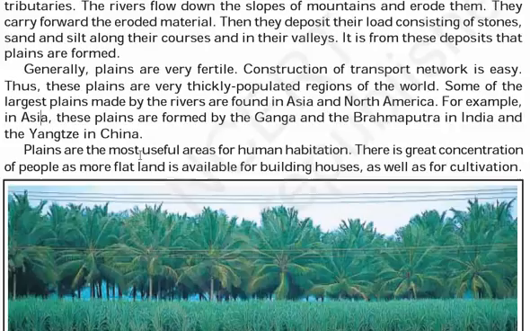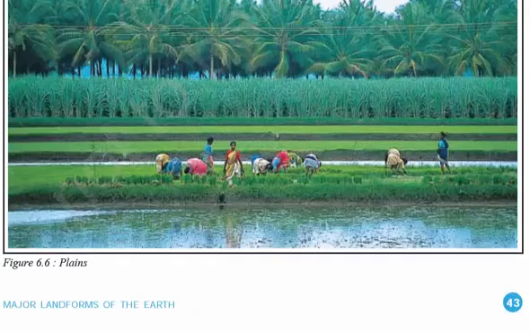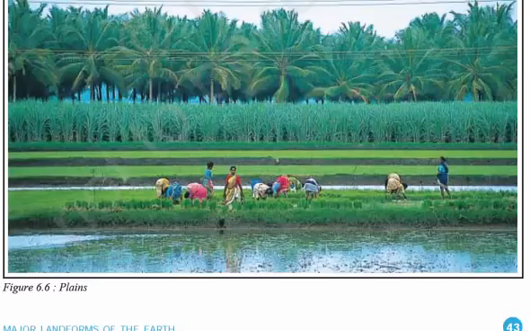Plains are the most useful areas for human habitation. There is a great concentration of people, so more flat land is available for building houses as well as cultivation. This is a very self-explanatory sentence. As you can see from the picture, people are engaged in agricultural activity on flat land. Had it been bouncy, up and down, it would be difficult to carry out this kind of irrigation. The water would not be stable in one place, and so on.